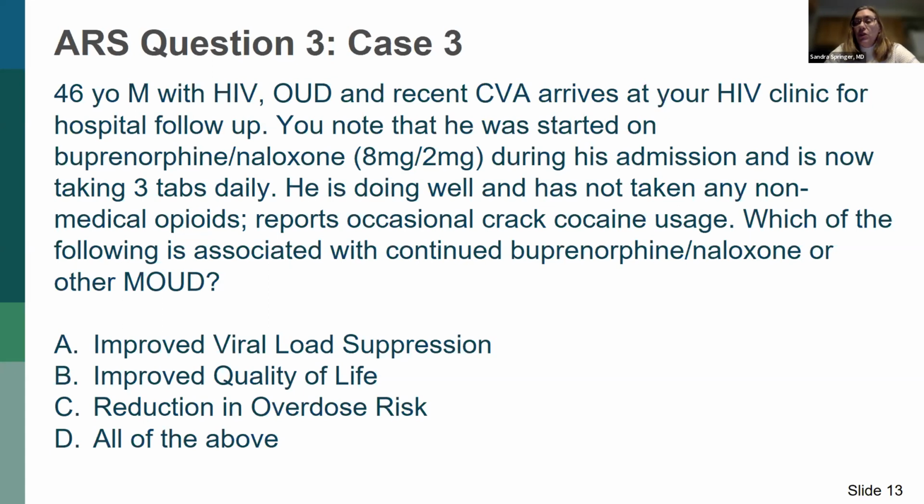So buprenorphine or another form of medication treatment for opioid use disorder? A, improved HIV viral load suppression, B, improved quality of life, C, reduction in overdose risk, or D, all of the above.